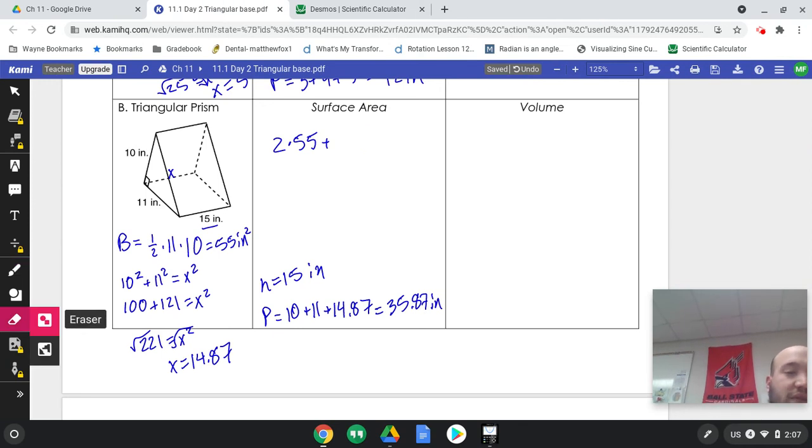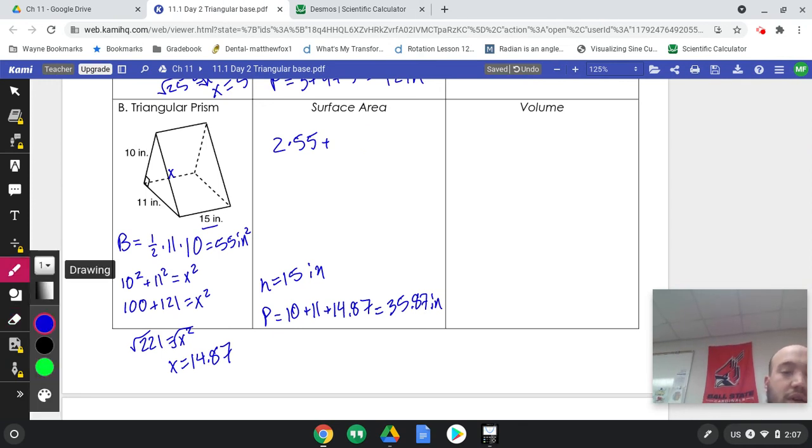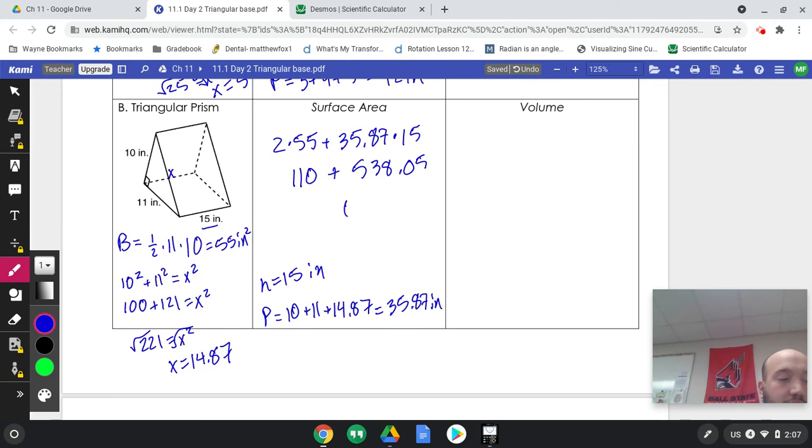So I guess I need to move this 15 over. 35.87 times that 15. Okay, so 2 times 55 is 110. 35.87 times 15, use a calculator. I didn't have this memorized. 538.05. Add those together: 648.05 inches squared.